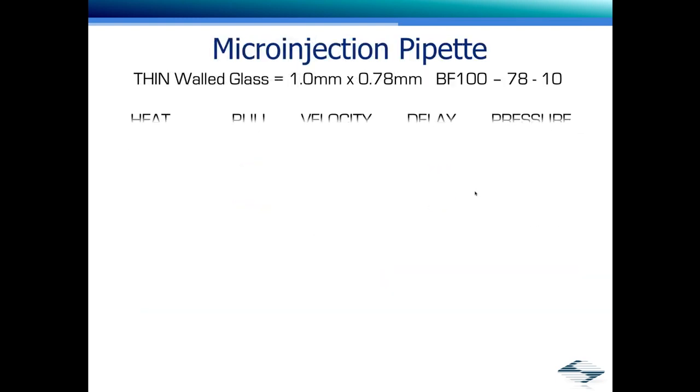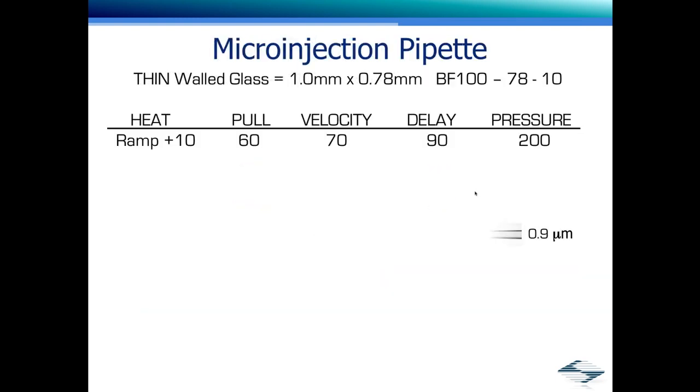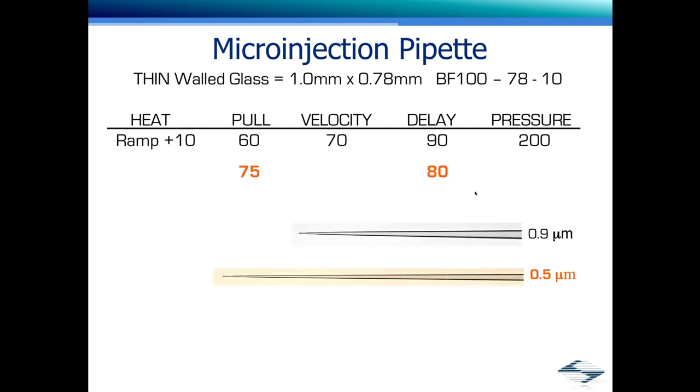It's the same way you would make your pipettes for microinjection. This is an example for pronuclear injection, where I've increased the pull a little bit, and I've decreased the cooling, so I'm pulling the tip a little bit longer and a little smaller. I can go even further there.